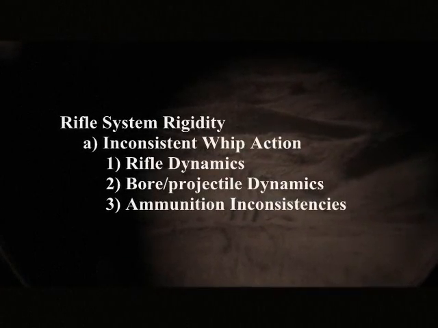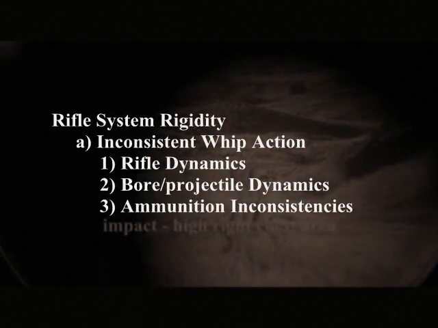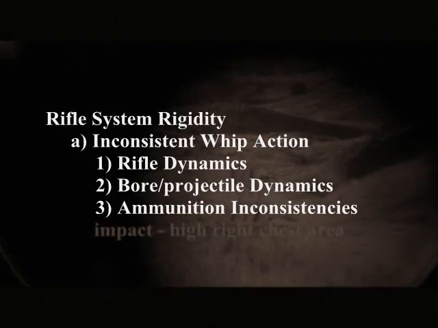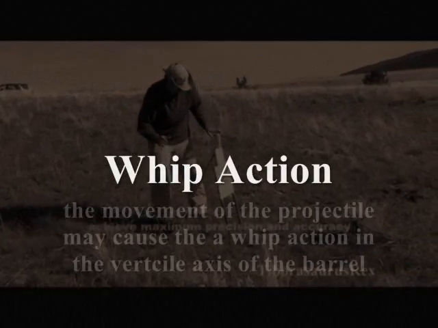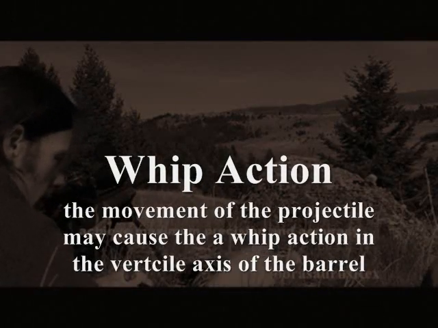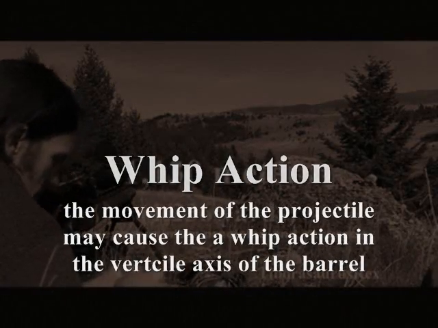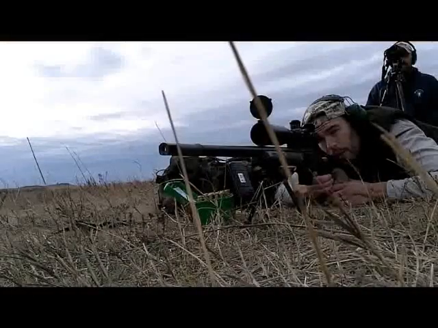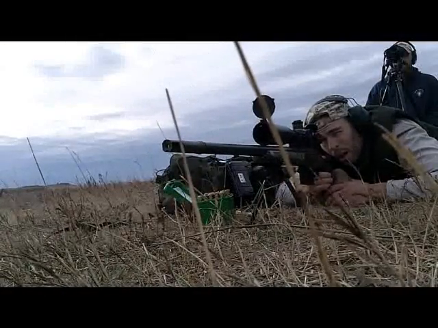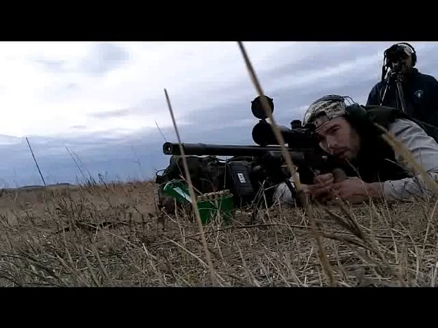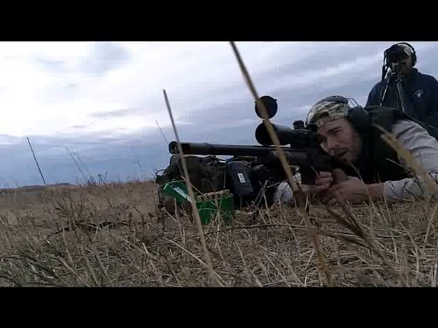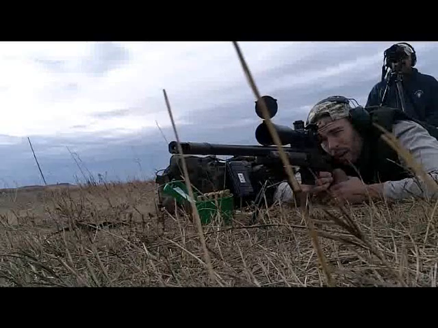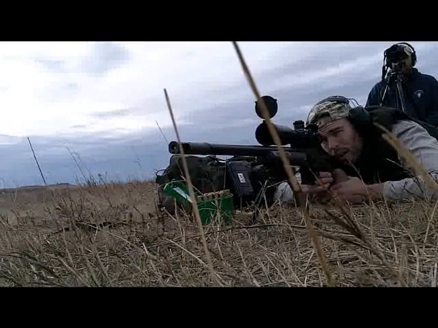So basically what we have going on is inconsistent whip action. Now, just as a recap here, whip action I'm talking about is the movement of the projectile can cause a whip action, which means that the axis of the bore at the muzzle in the vertical plane, particularly, when the projectile leaves, is different to the axis before firing. And actually, this doesn't only have to be vertical. This can also be horizontal as well, which can really throw you off.